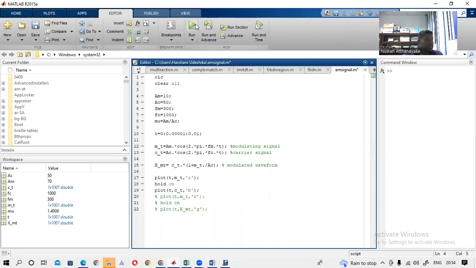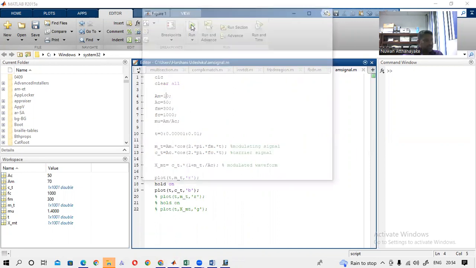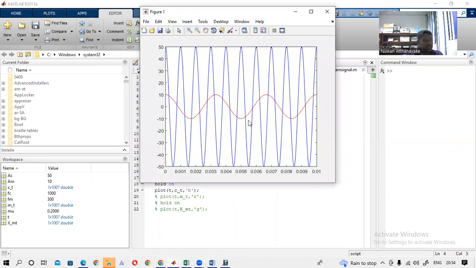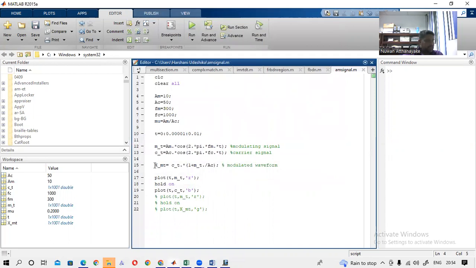So now this is my information signal and this is a carrier signal. Now the conditions are okay. Now this is our modulated signal. So you can code it very easily. You have to code the same thing.